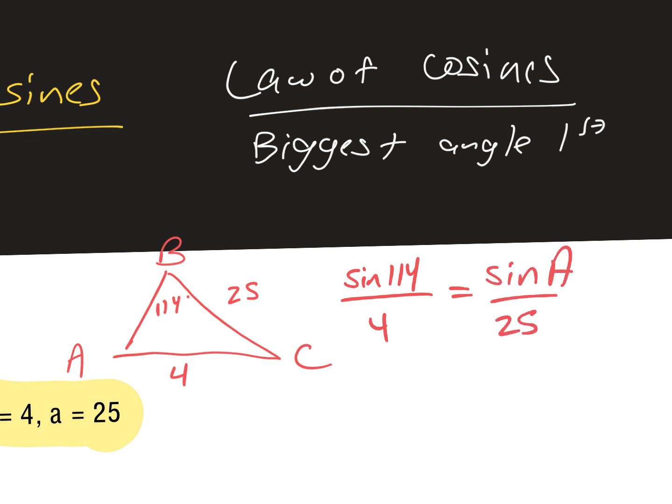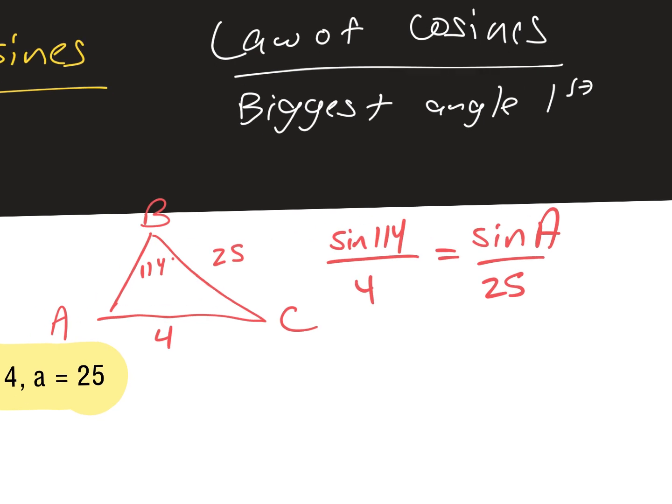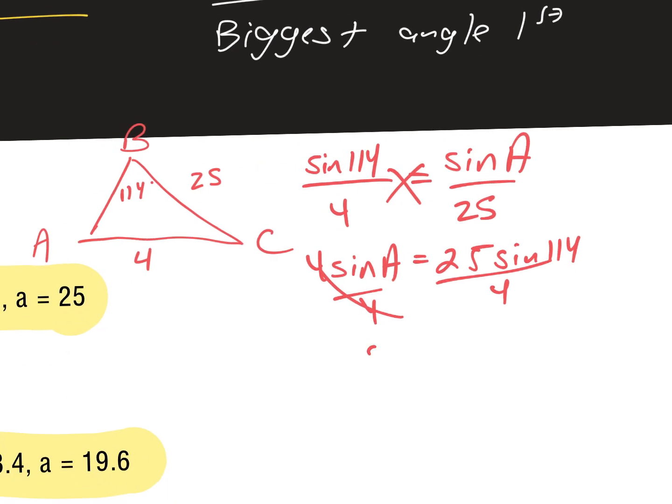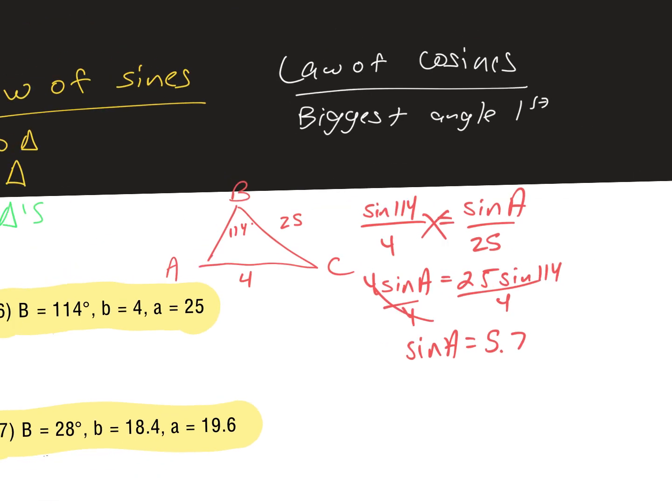I did A because that's what we know something about. We don't know anything about C. We're going to cross multiply. So you have 4 times the sine of A equals 25 times the sine of 114. Divide both sides by 4. So you're finding the sine of A. Once you get that in your calculator, go ahead and hit second sine, second answer. So 25 times the sine of 114 divided by 4 gives me 5.7. And then I'm going to say second sine, second answer, and I get what? Second sine, second answer. What's it tell me? Error. If I get an error message, what is that telling me about my triangle?